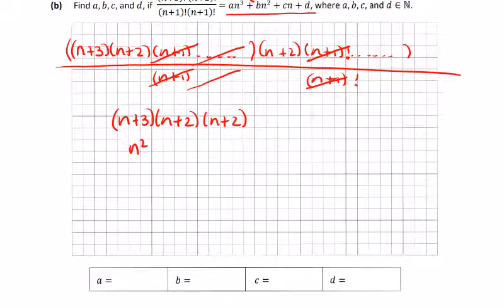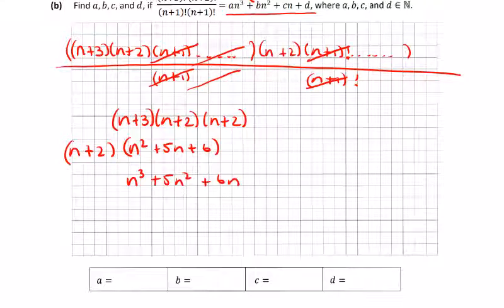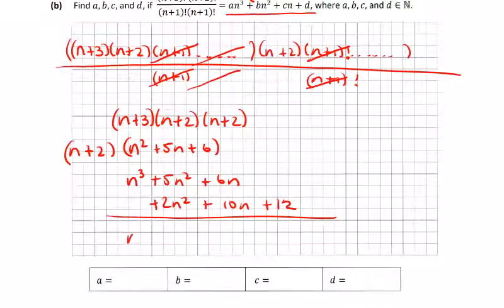n squared plus 3n plus 2n plus 5n plus 6 by n plus 2. I prefer to have it in front. So I'm going to get n cubed plus 5n squared plus 6n. And lining up my like terms underneath, I'm going to get plus 2n squared plus 10n plus 12, to give me n cubed plus 7n squared plus 16n plus 12. So A is equal to 1, B is equal to 7, C is equal to 16, D is equal to 12.